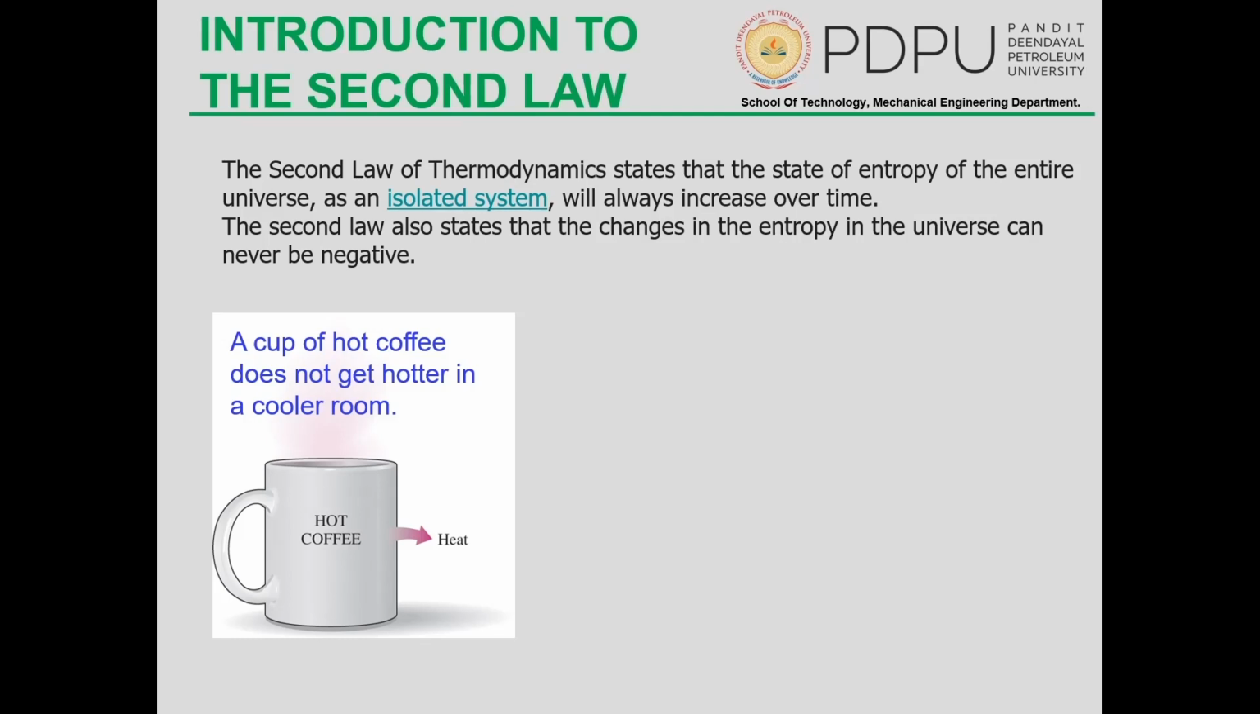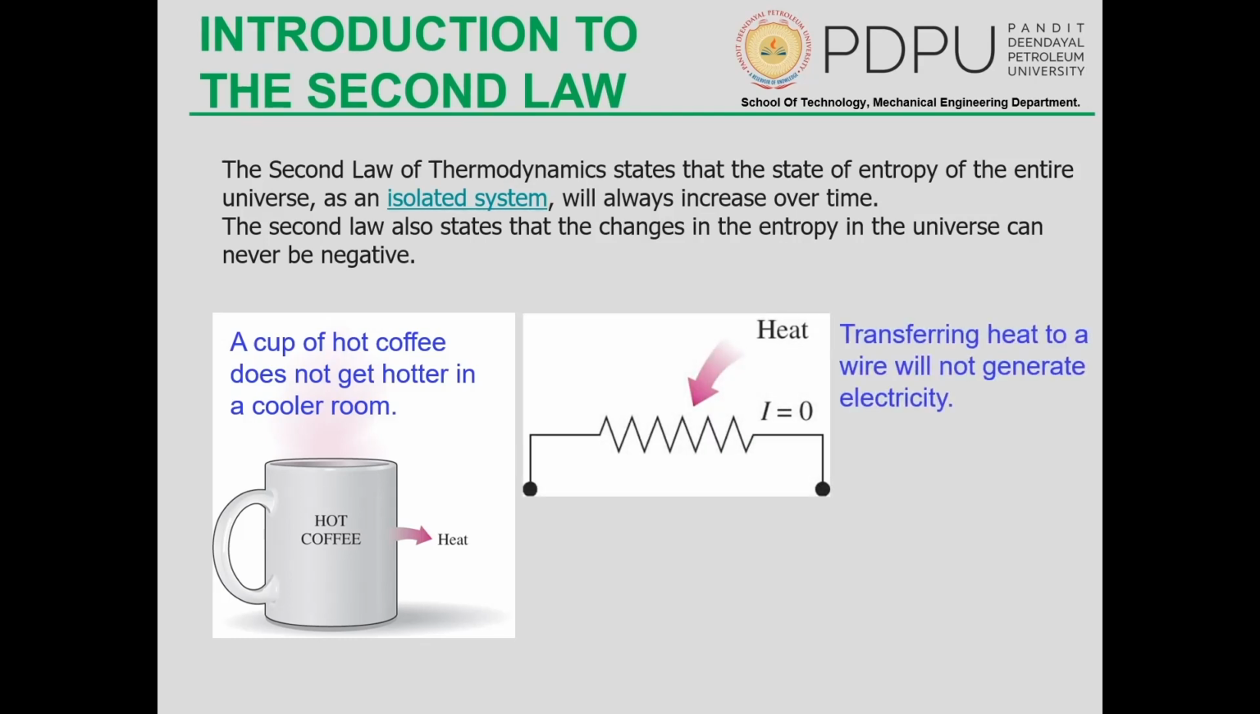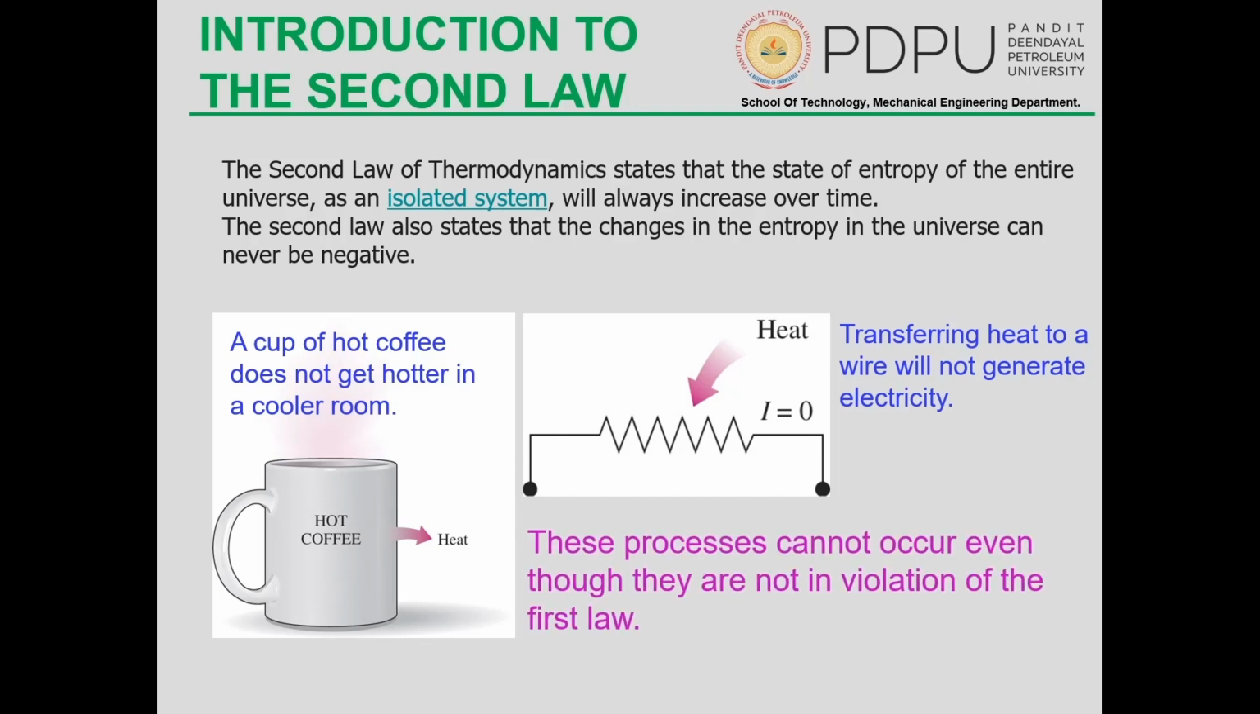Another example is something like this. Electrical students will understand this very easily: when we pass electricity through a wire, there is heat formation, but the opposite is never true. If we give heat to a single piece of wire, obviously we will not see electricity being generated. So these processes cannot occur even though they are not in violation of the first law. The first law would hold true, but this is something we never see in day-to-day life, and as per the statement of the second law, it is obviously not following the second law.